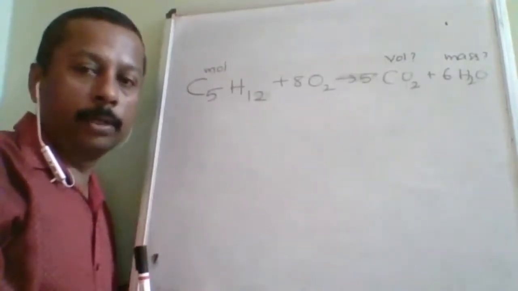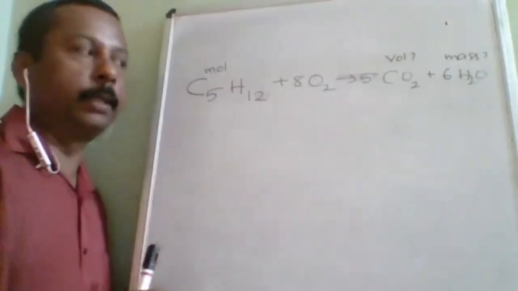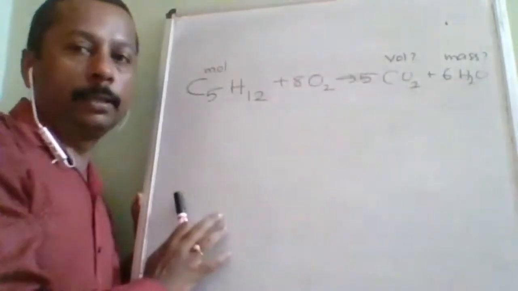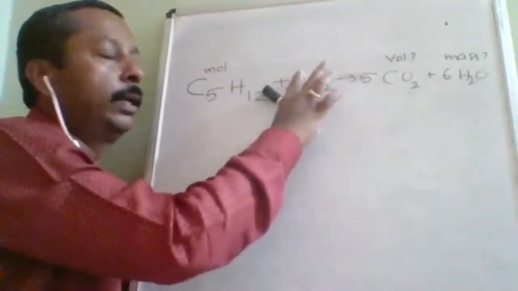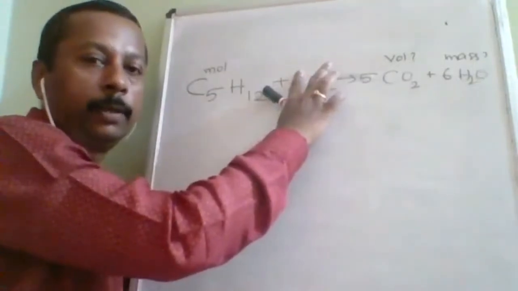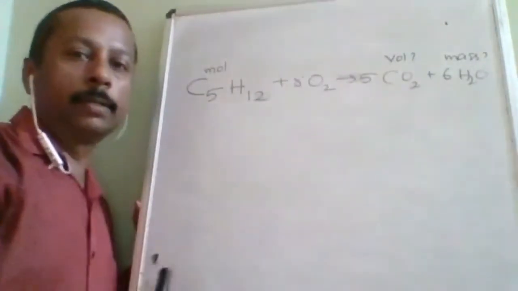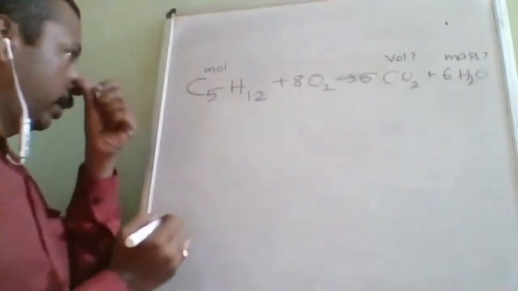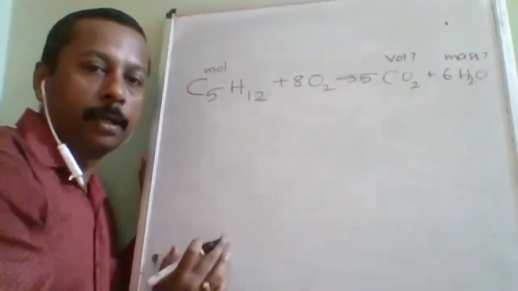Sometimes in exams, to give you negative marks, they are missing some values. Suppose in the exam it will be 5 CO2, and they will not write anything here. You will feel that this is balanced already, so you will not balance. Then you are going to get wrong answers. To avoid that, you should cross check whether it is balanced with all reactants and products or not.